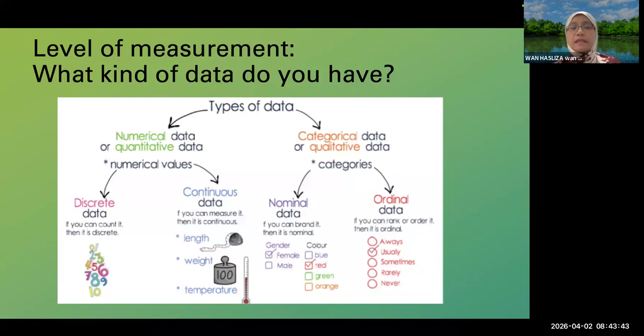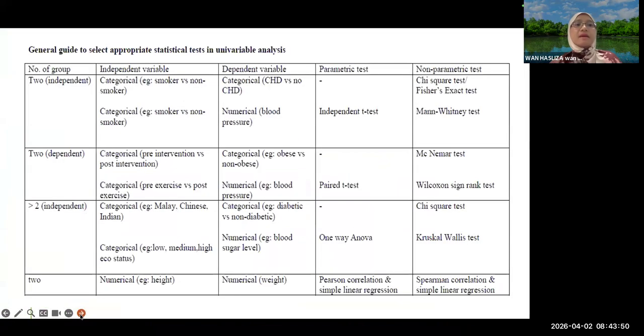So if you are clear on this one, it is good. Okay. Now we move into choosing, or this is just a general guide for you, to select the appropriate statistical test.